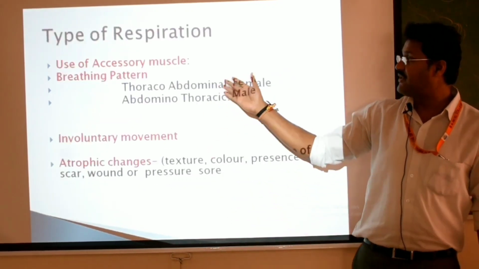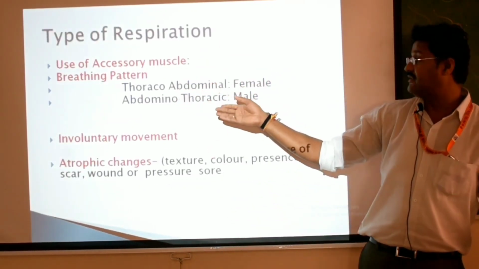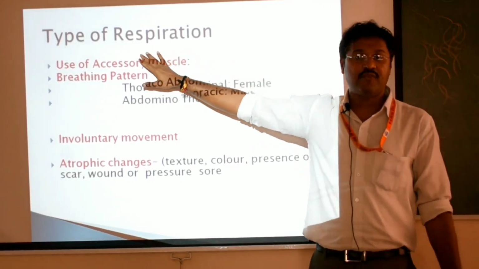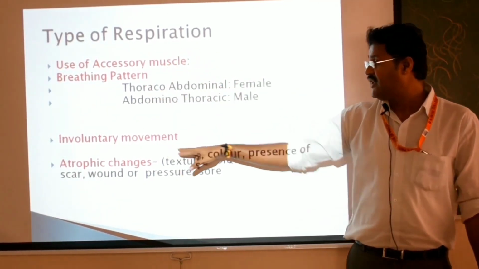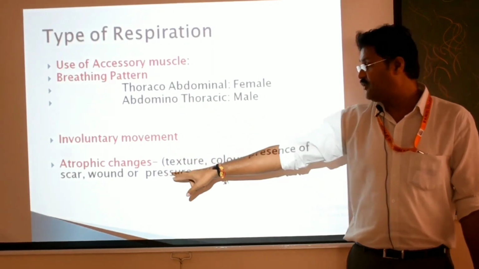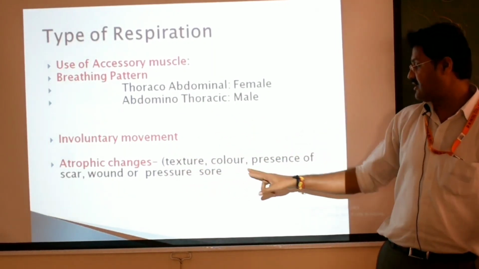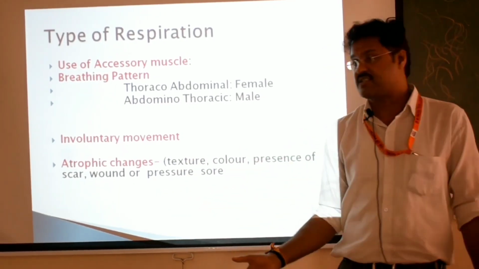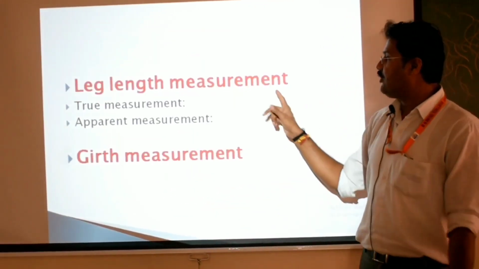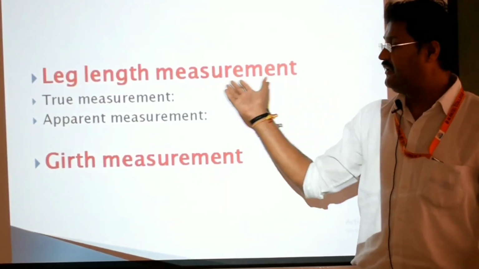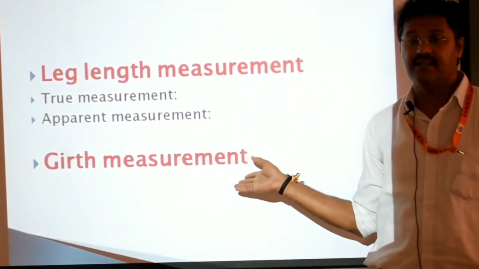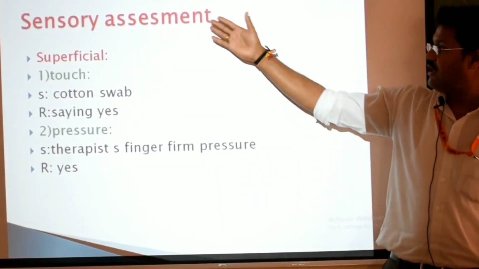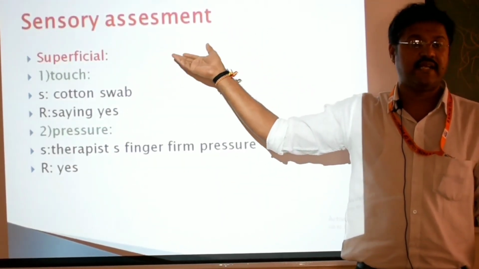Next, types of respiration: check the breathing pattern, like thoracoabdominal in females and abdominothoracic in males. Check the use of accessory muscles and involuntary movement if present. Check the atrophic changes like texture, color, and presence of scar, wound, or any pressure sore. Next, limb length: leg length measurement is apparent and true, and check the girth measurement because wasting may be present.